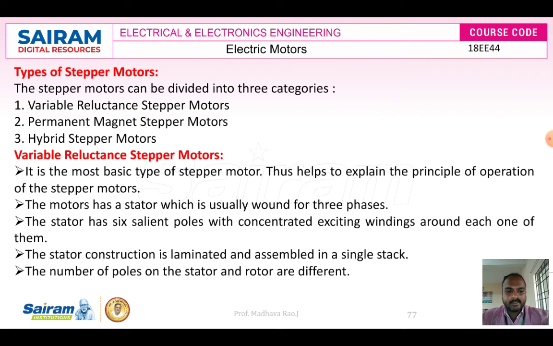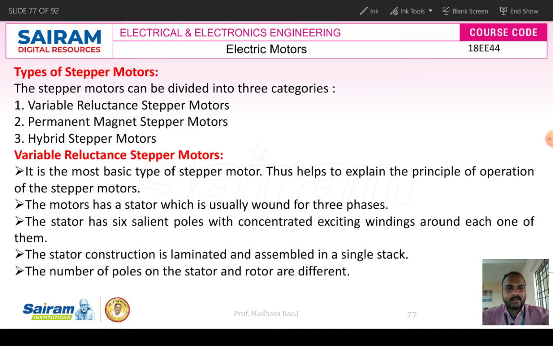Here we can see the different types of stepper motors. Stepper motors are classified into three types: the variable reluctance stepper motor, the permanent magnet stepper motor, and the hybrid stepper motor. First, coming to the variable reluctance stepper motor, it is the most basic type of stepper motor.